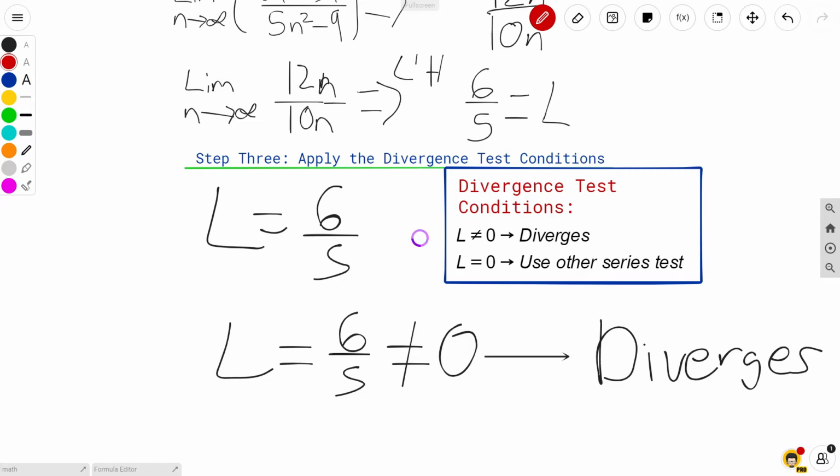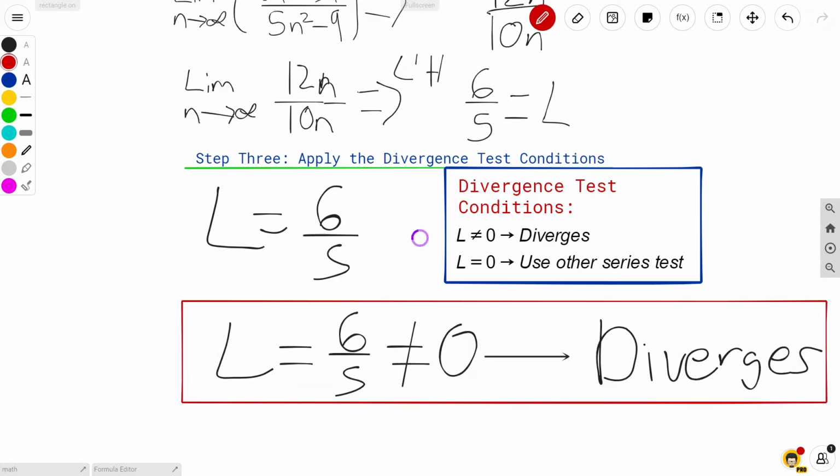In reality, this test is very short and very straightforward. That's why it's the first go-to test, because when you apply it, if you can already tell it diverges, you don't need to apply any other series test. But that's how you would apply the divergence test.